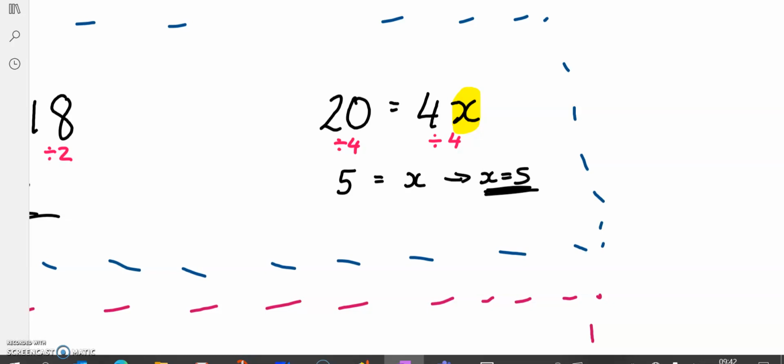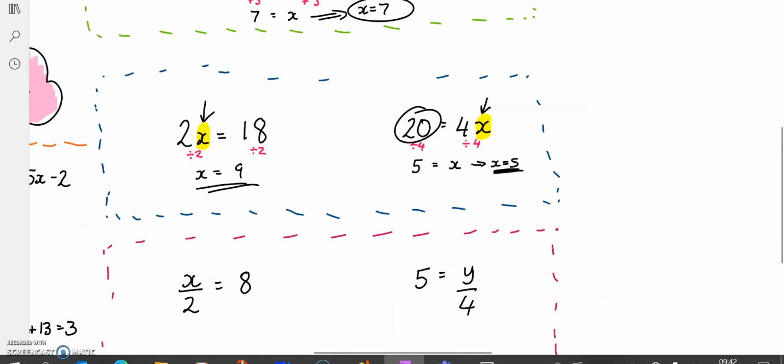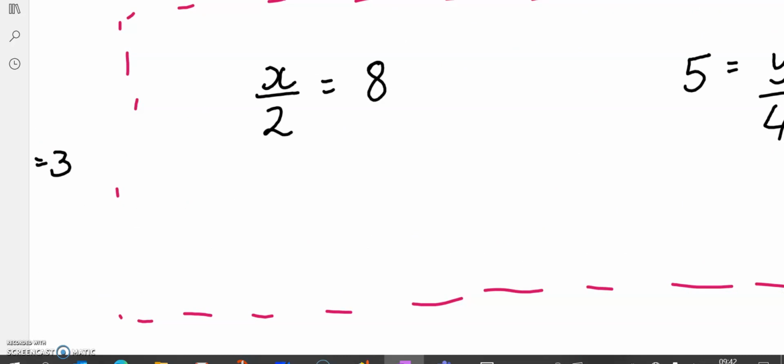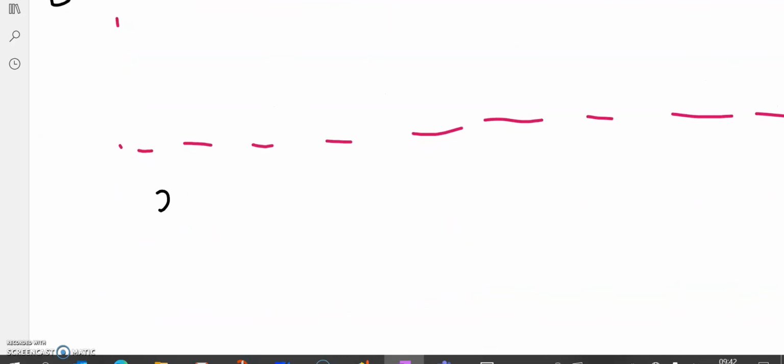Why does that work? Well, 4 times 5 is 20. Okay, so when we undo multiplication, we divide. If we have a look at these two examples, we've got x over 2. Let's write this down here. x over 2 is a shorthand. It literally means x divided by 2.